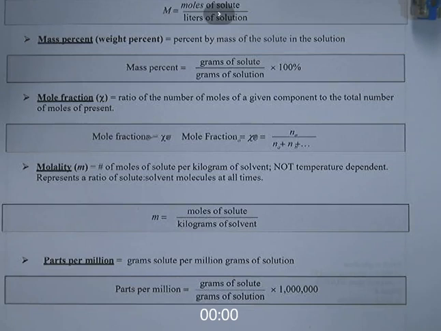And that's simply the grams of solute over the grams of solution times 1 million if you're interested in parts per million. Or if it's billion, you would multiply by billion. Or for parts per trillion, you multiply by trillion. Usually if we deal with this measure, it's used for very small concentrations. We will use parts per million.